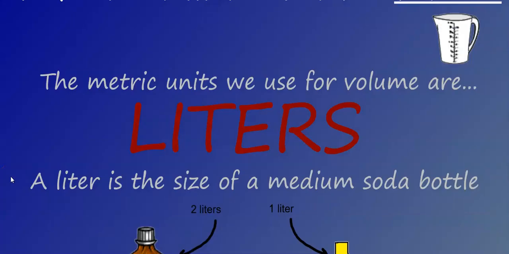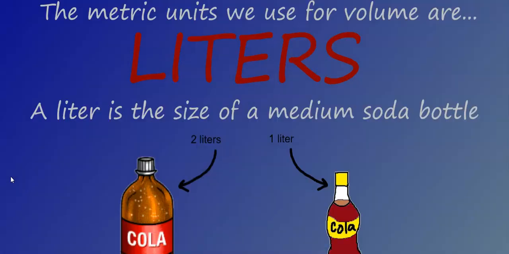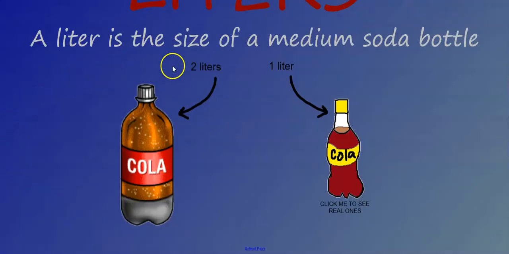So the metric unit for volume is the liter. A liter is the size of, here you go, here's a 2-liter bottle of a medium soda pop. We call it pop. I don't know who these people are that call it soda. Strange. Okay, so we take a 2-liter bottle and we cut it in half, and that is a liter. So that would be a smaller one, okay?